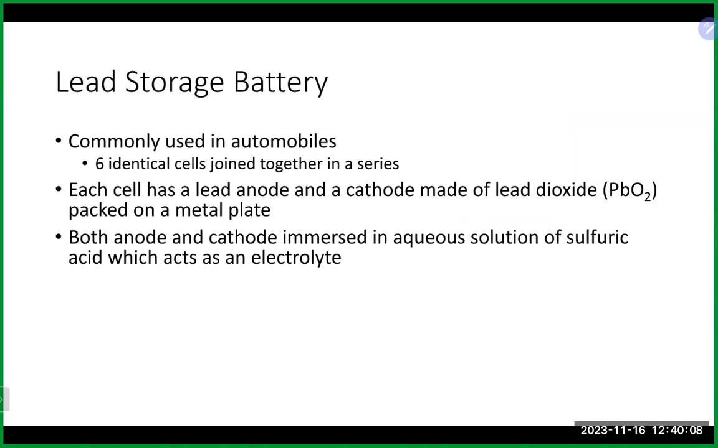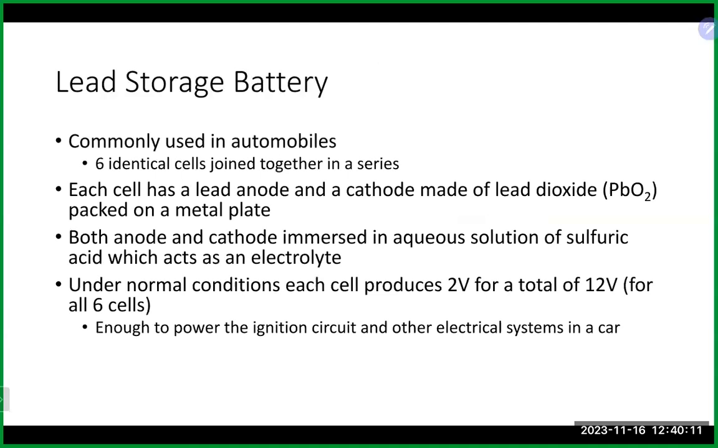Lead storage batteries, that is like your car battery. They are basically a series of 6 identical cells together. Each one has a lead anode and a cathode made of lead dioxide. They are immersed in some type of battery acid, which is why the term is called battery acid, some type of acid like sulfuric acid. Again, is a strong acid, so it's going to be a strong electrolyte, again, keeping everything flowing like a salt bridge. Under normal conditions, each of those cells can produce about 2 volts, gives you your 12-volt battery in your car.